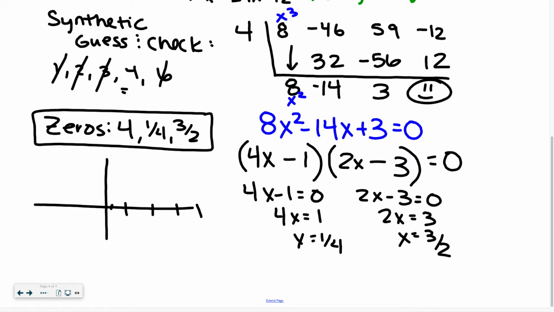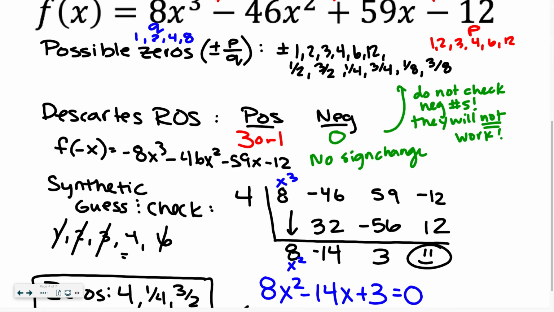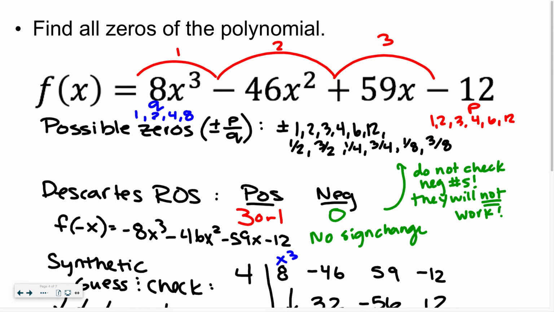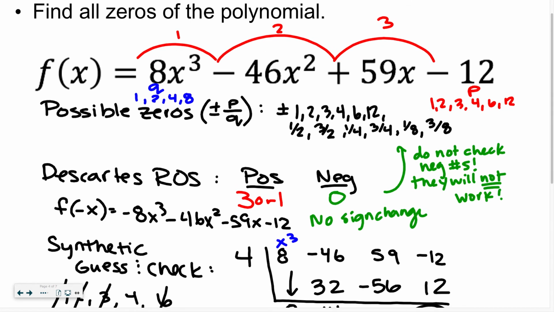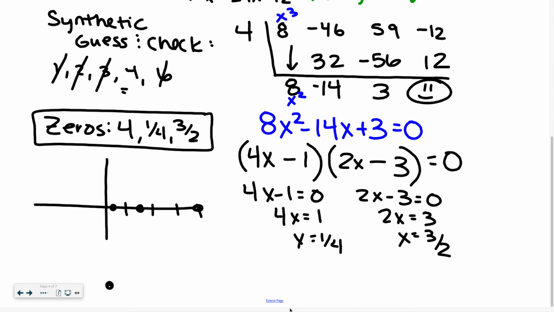If I wanted to graph that polynomial, I could plot my x-intercept at 1/4, my x-intercept at 3/2, my x-intercept at 4. Let's see, I think my y-intercept is a -12, so somewhere down here. And I have a positive LC with an odd degree, so the right side rises and the left side falls. So it must look something like this. It all kind of comes together.